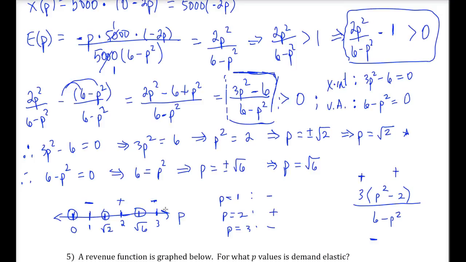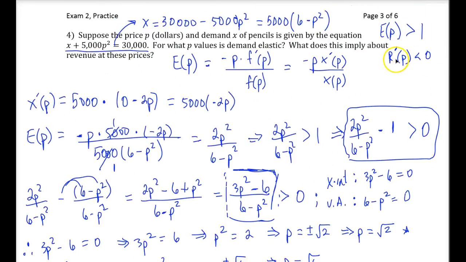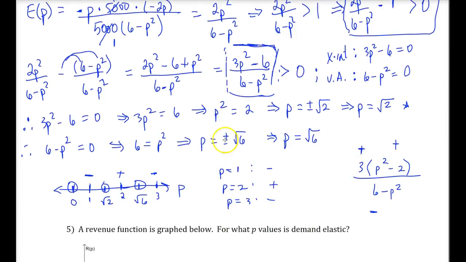And what we see here is that if we go back to the original problem, we were asked to see when our demand would be elastic. So our demand is going to be elastic in between these prices here. So when the prices are in between square root of 2 and square root of 6, we know that demand is elastic, okay?